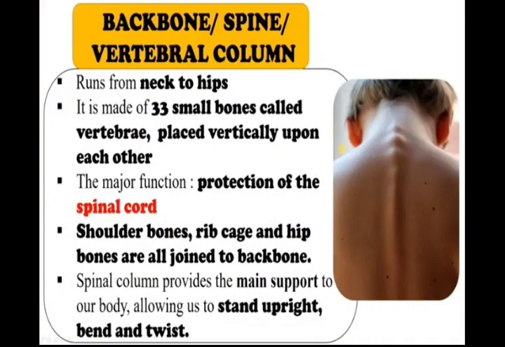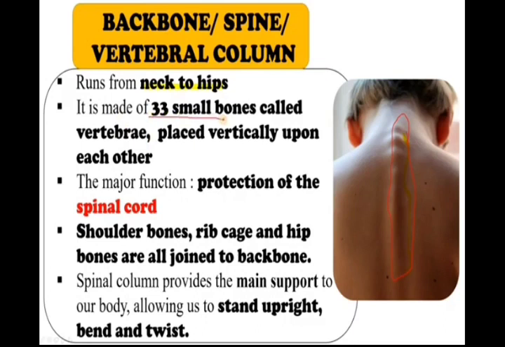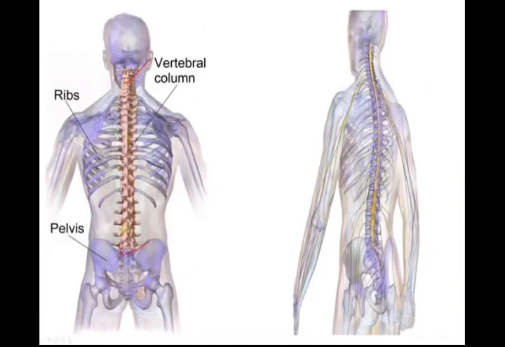Now let's move on to the backbone, or spine, or vertebral column in detail. Look here, this is the backbone, and it runs from neck to hips. This is the vertebral column. It starts from the neck to the hip and is made of 33 small bones called vertebrae, which are placed vertically upon each other.